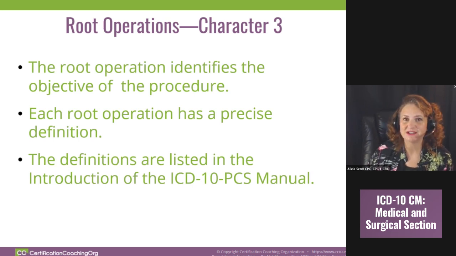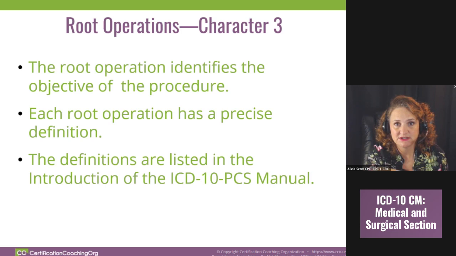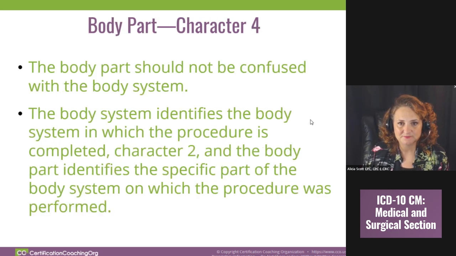Are we detaching it? An example is a detachment. What is a detachment? Well, for a root operation, it's an amputation, but only of the extremities. So we don't detach the ear because it's not an extremity, but we can do a BKA, which would be a below the knee amputation, which would be a detachment of an extremity. See what I mean? Very, very specific.